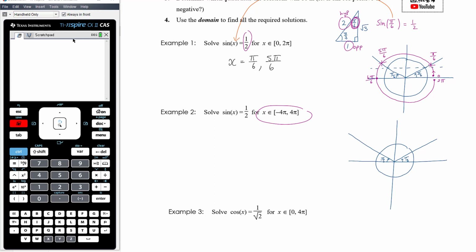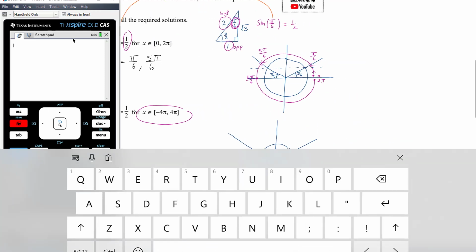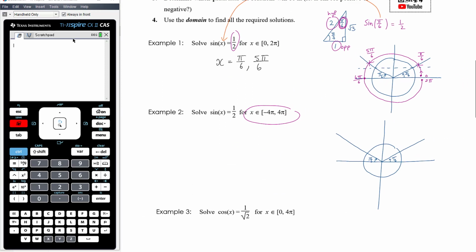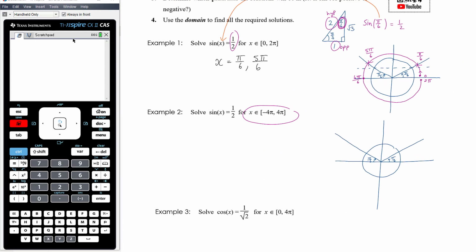Then we want to think about our domain. This is where things are different. This time we're going from negative 4 pi to 4 pi. Personally I find it much easier to think about the positive solutions first, so go from 0 to 4 pi, and then reset, go back to 0 and do the negative solutions, going from 0 around to negative 4 pi. Okay, so let's do the positive solutions.